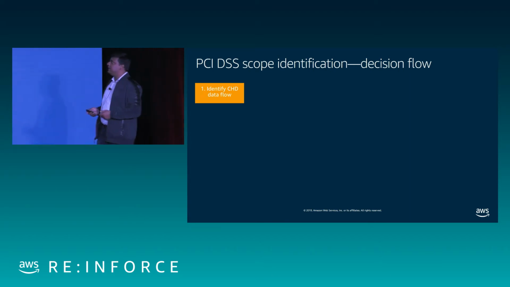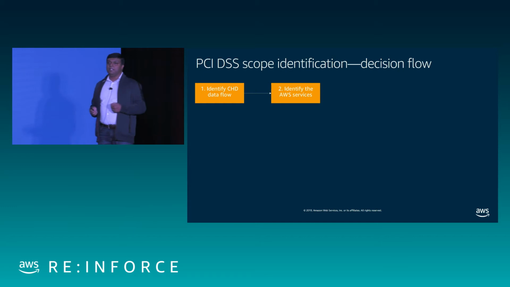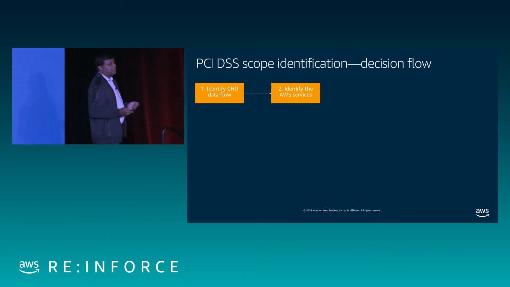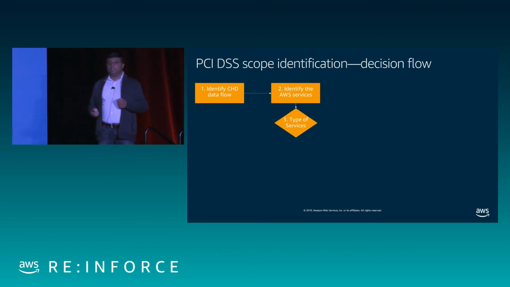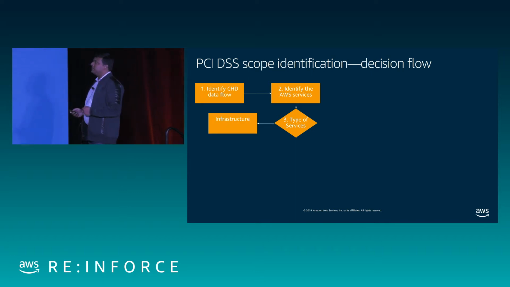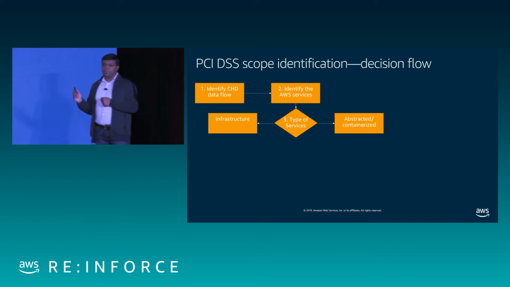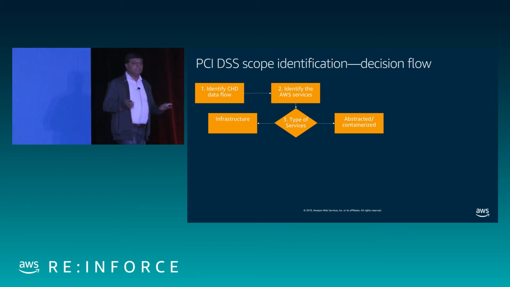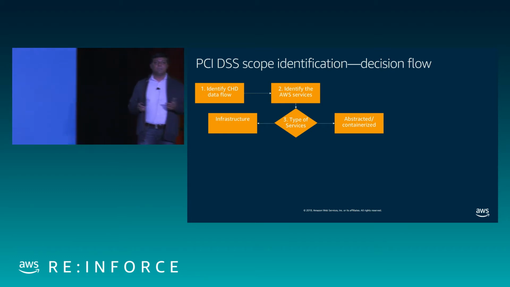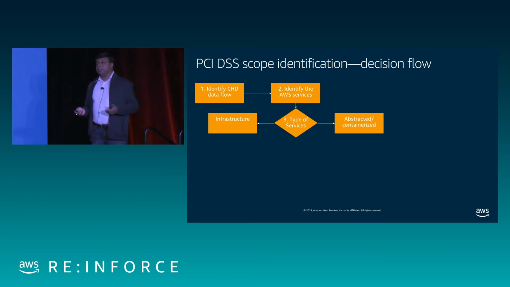So once we have identified that, the second thing that we want to do is identify the AWS services that constitute this flow. And as we saw earlier, AWS services can be of different types, your infrastructure services or your abstracted containerized services. So we need to identify which service is what, because the scoping depends on that.